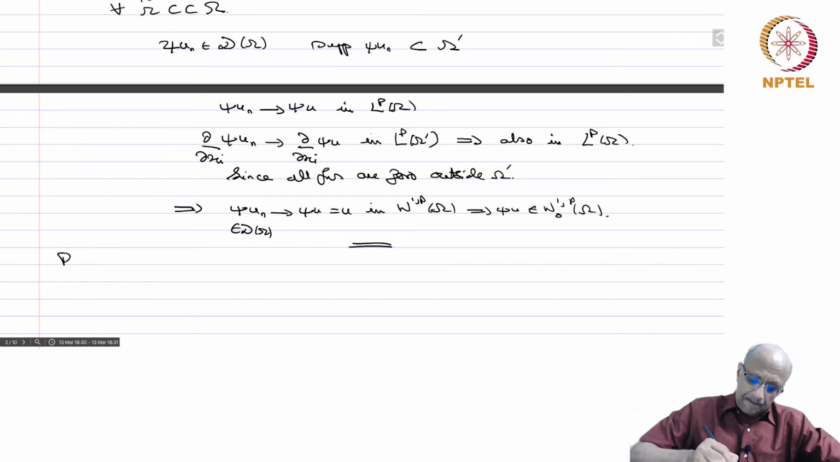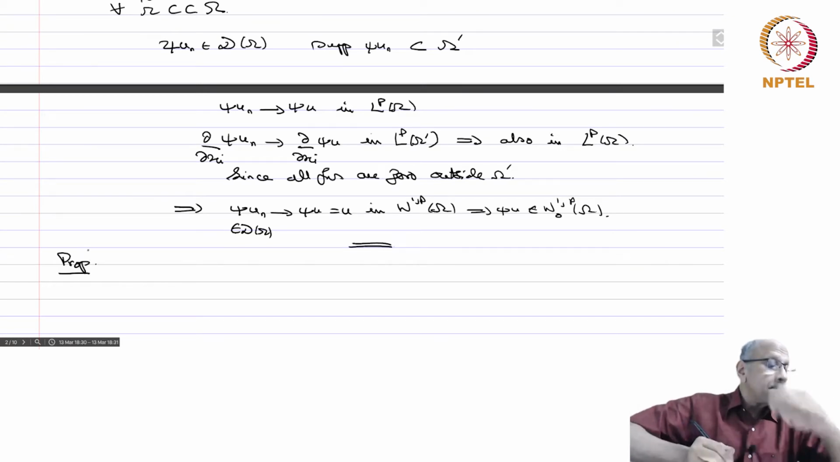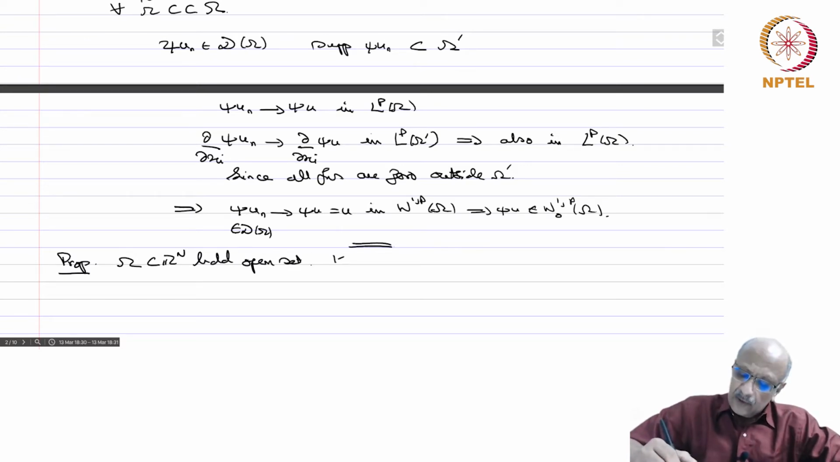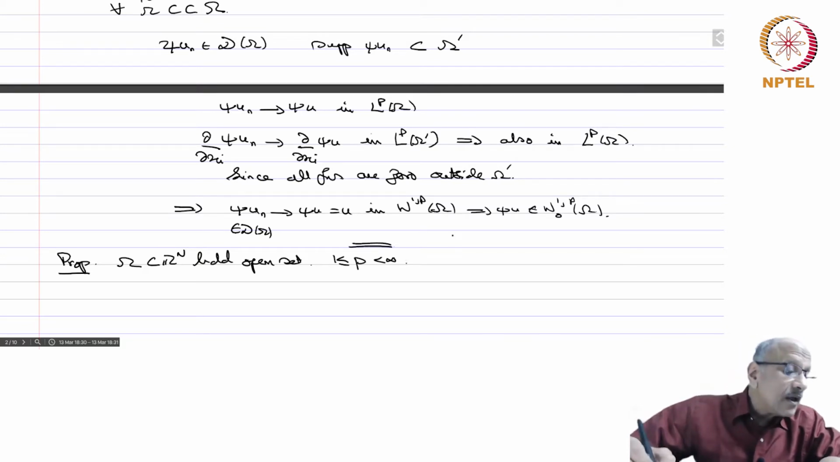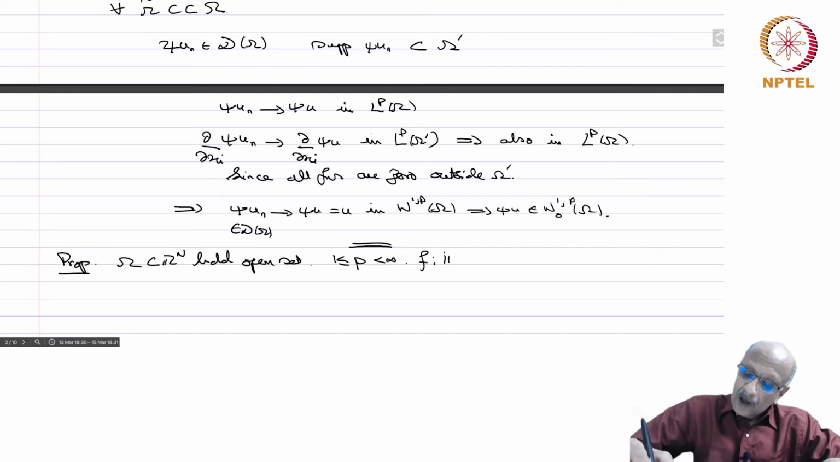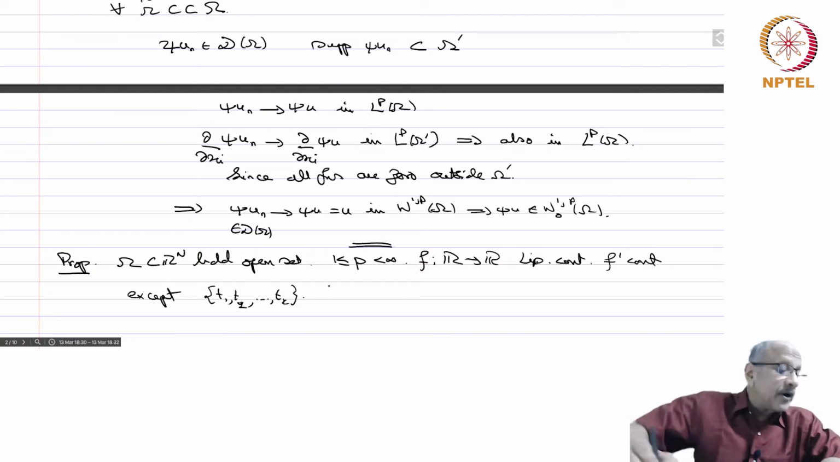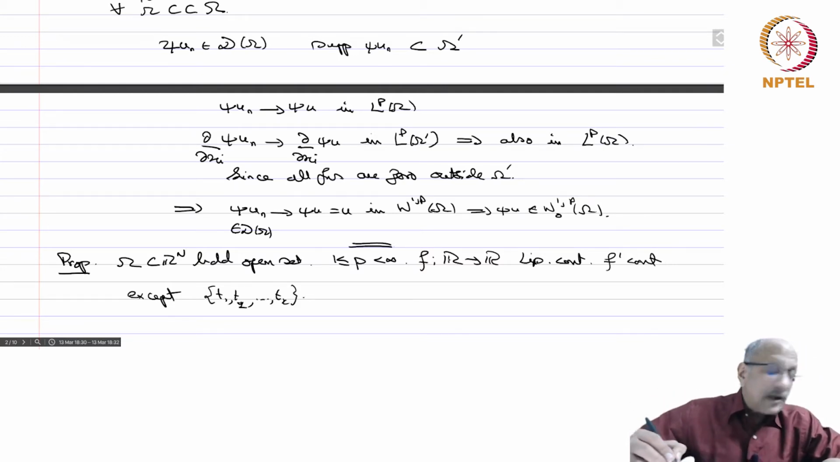So proposition, Omega in R^n a bounded open set, 1 ≤ p < ∞, f from R to R Lipschitz continuous and f' continuous except at some finite number of points t1, t2, ..., tk, and you have that f(0) is 0.